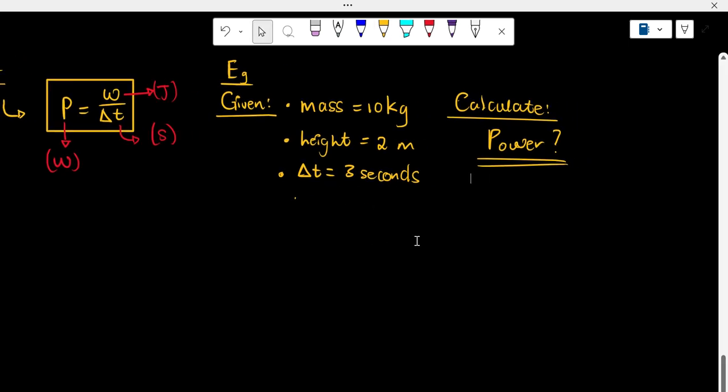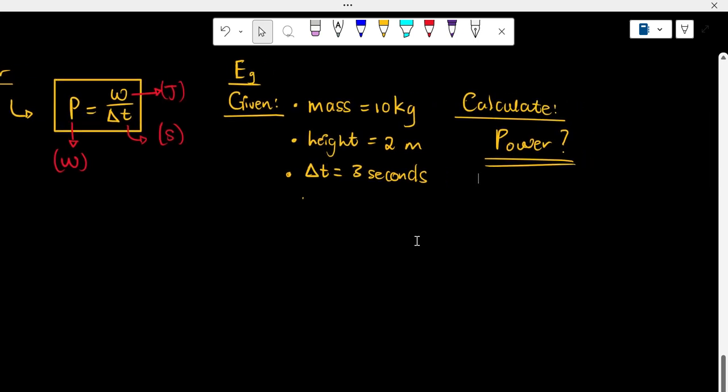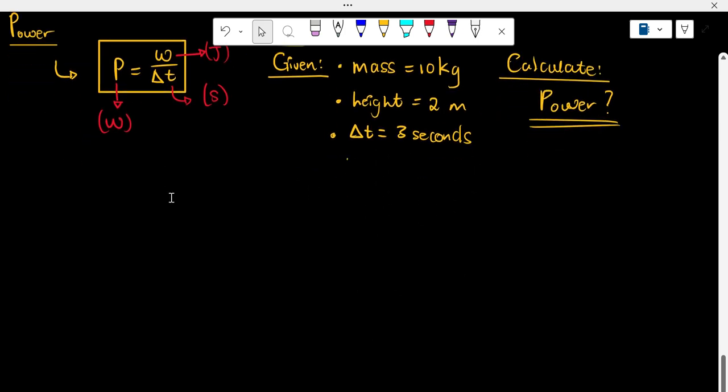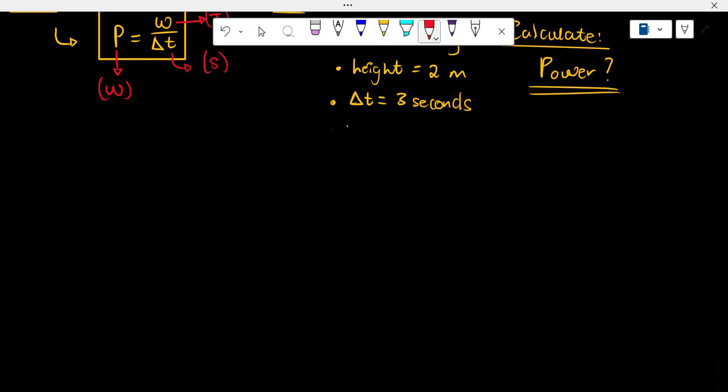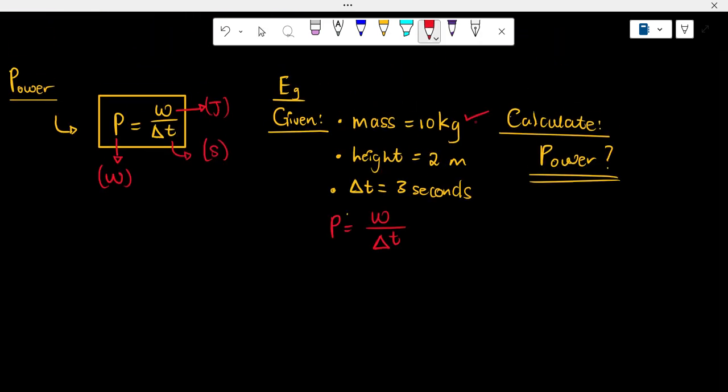Right. So notice the information that you are given, guys. You're given the mass, the height, and the change in time. And from the equation that you're given here, which is P equals W over delta T, you do not know where you can substitute. For example, we already know that we have delta T, but we don't know where we can substitute the mass and the height. So where does that go? That then brings me to my next point.